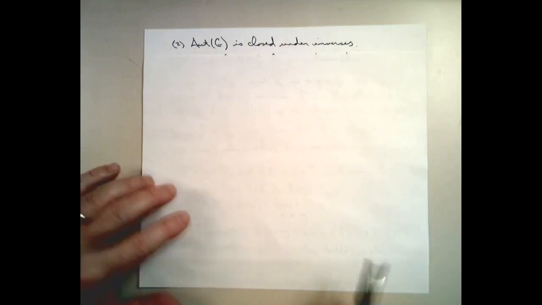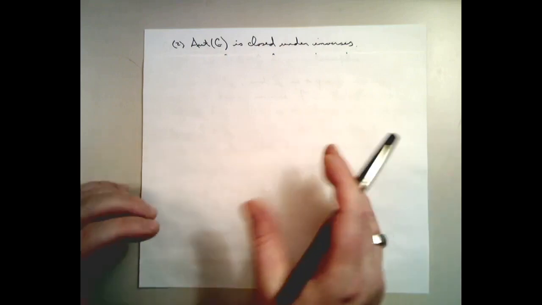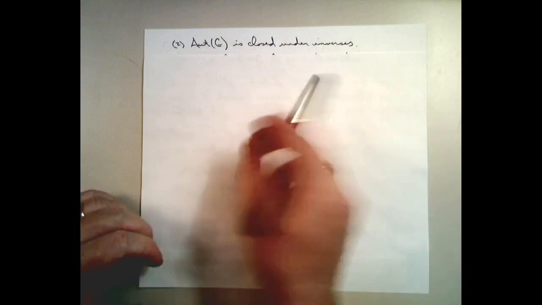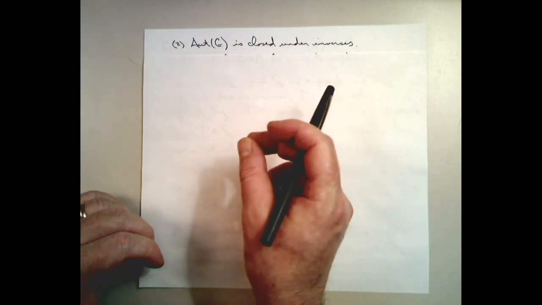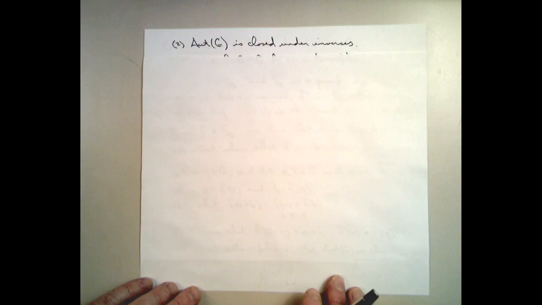Now remember what that means. If I have a box of automorphisms of G and I identify one of them in that box, then whatever I pick out, I can also find its inverse in that box. That's what it means to be closed under inverses.